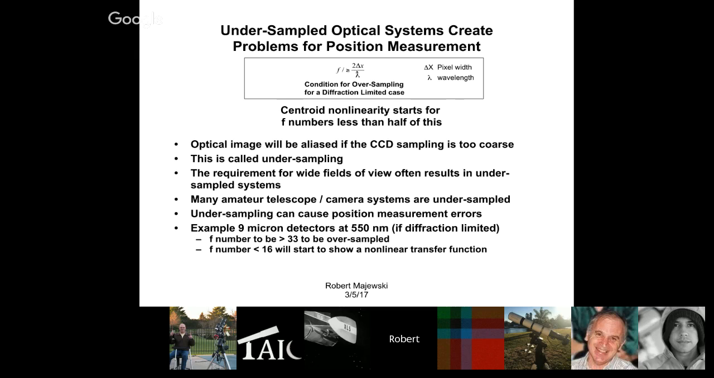All right. So let's get some idea of whether that's a problem or not. This is the condition for oversampling. Basically, what it says is that the F number should be greater than twice the pixel width over the wavelength. Let me give you an example, like from my SD402 camera. It has 9 micron detectors, and let's say we're in the middle of the visible at 550 nanometers. If we were diffraction limited, that would say that the F number should be greater than 33. You're probably gulping and saying, what?